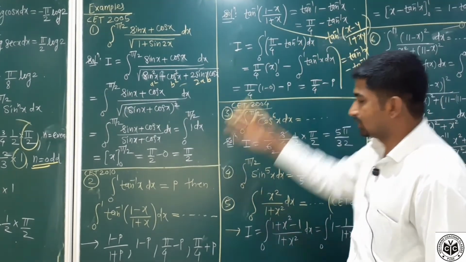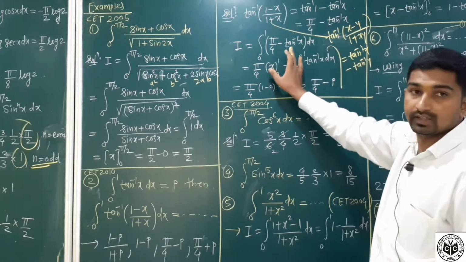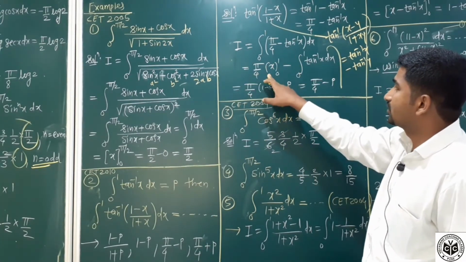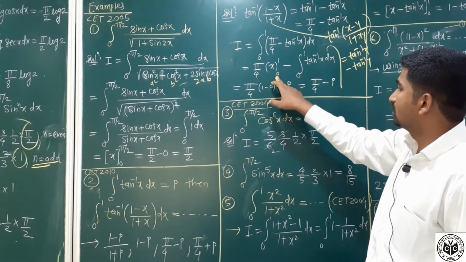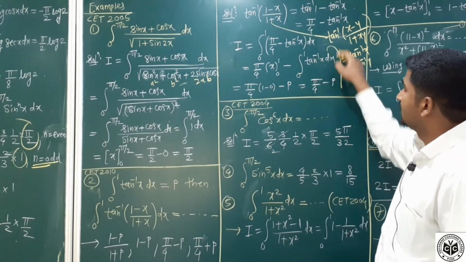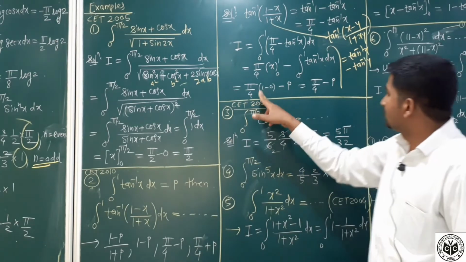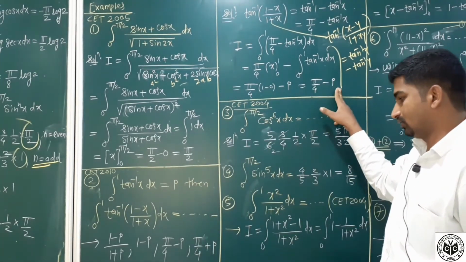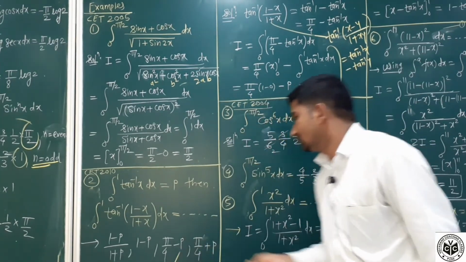ये आपका जो एक्सप्रेशन था उसको मैंने सिंपल कर दिया है. तो pi by 4 into integration of 1 is x, upper limit minus lower limit, it comes to 1 into pi by 4. Tan inverse x from 0 to 1 they have given value as p. So your answer is pi by 4 minus p. So that is your option number 3.